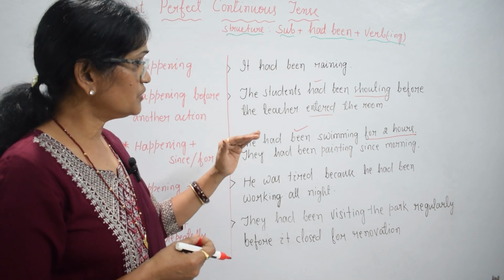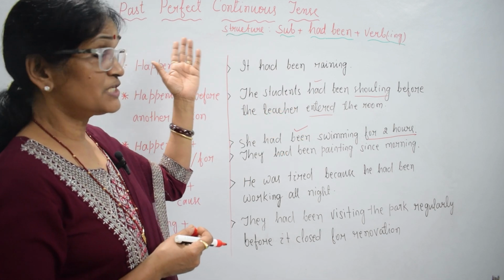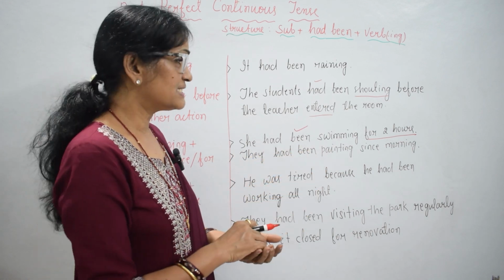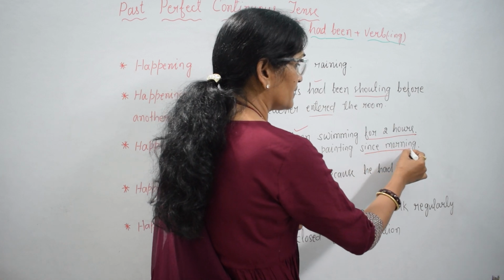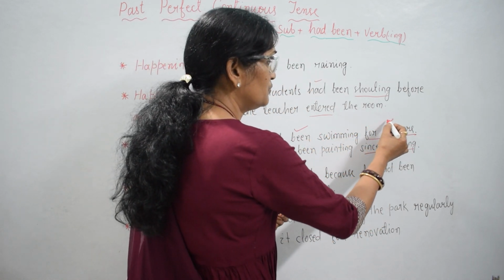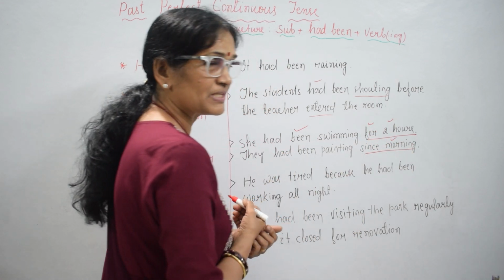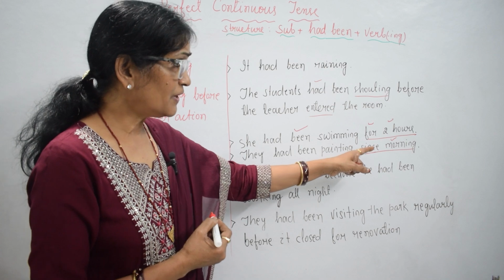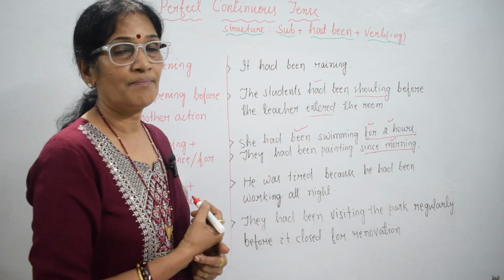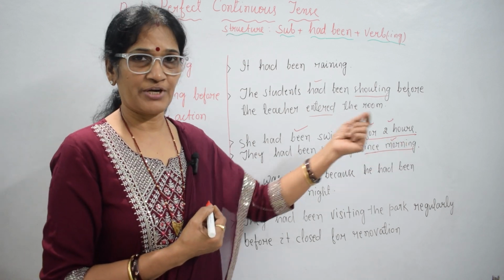For a period of time, we use past perfect continuous tense. They had been painting since morning. Since morning, point of time; for 2 hours, period of time. For a period of time, we use for; for a point of time, we use since. To focus on a point of time or a period of time, we use past perfect continuous tense. They had been painting since morning.